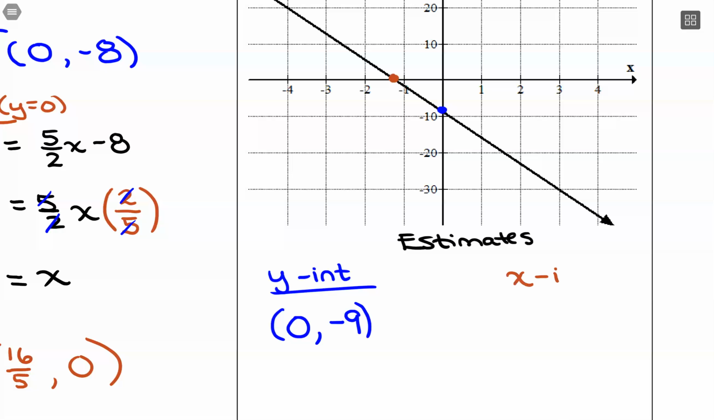X-intercept, we have our x-coordinate is, let's see, -1, and then maybe it's kind of close to like a quarter of the way, so how about negative like 1.25? I mean, it should be more than -1, definitely less than -1.5, so somewhere in that range, and then y-coordinate of 0.